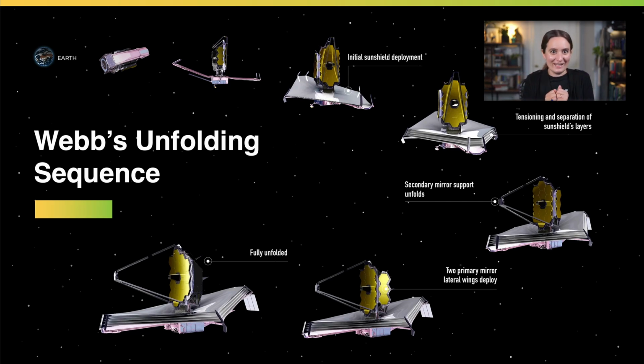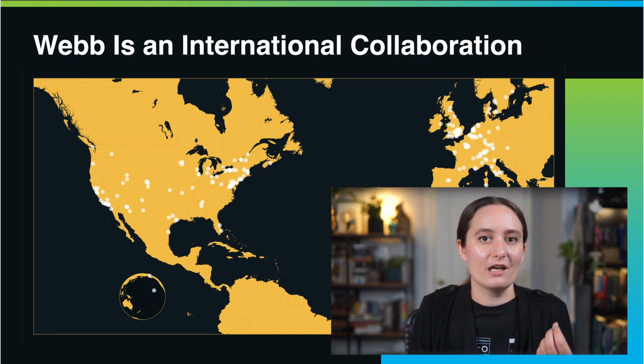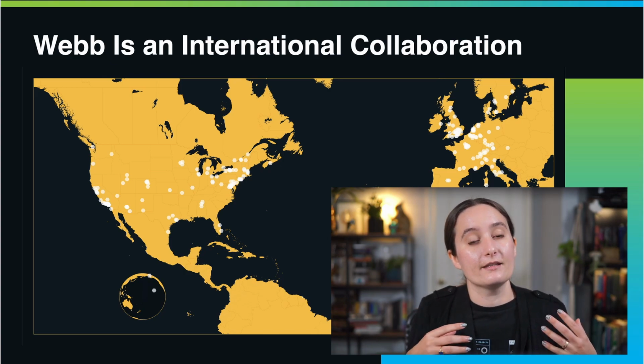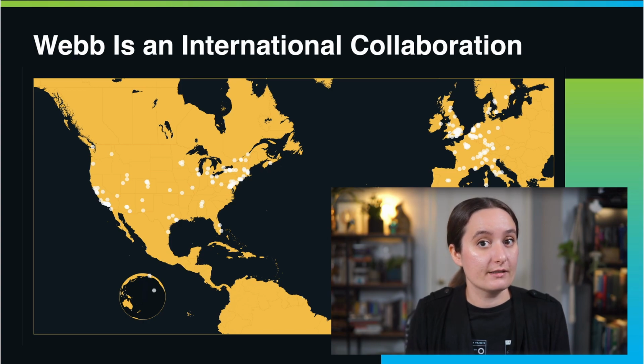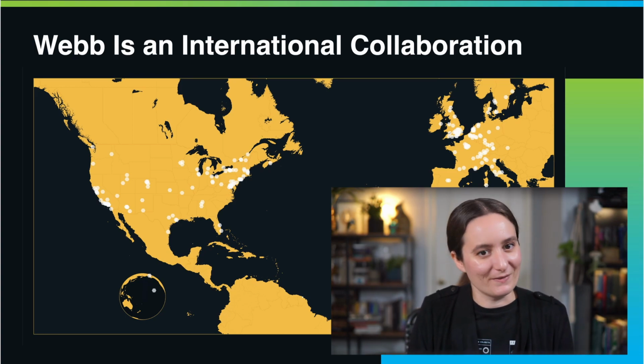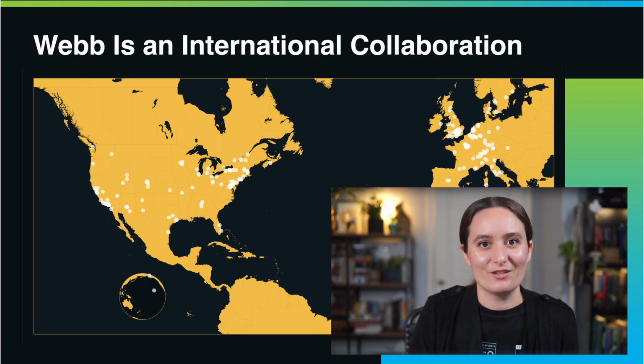So exciting! Webb is an international collaboration, and it has been since the beginning. More than 120 American, European, and Canadian universities have worked together to build Webb. It's a collaboration between NASA, the European Space Agency, and the Canadian Space Agency. And researchers from 14 countries and 29 US states are part of Webb. So a large number of people have worked very, very hard, have spent their careers building this telescope, and we're getting ready to launch it into orbit.